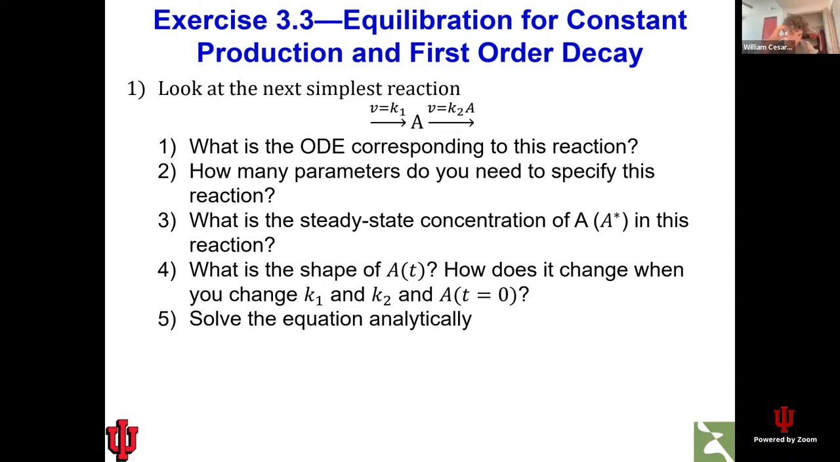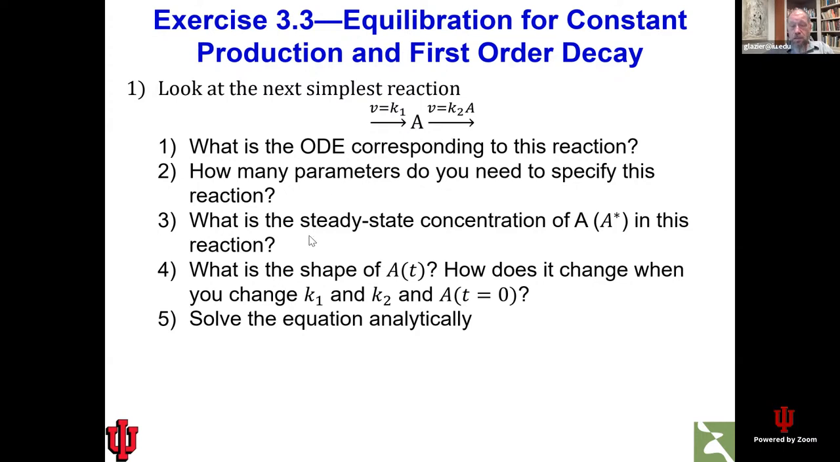Wouldn't it just be dA over dt equals k1 minus k2 A? That's right. It's very mechanical. Don't have to work very hard. And so how many parameters are there? Well, there's K1, K2, and the initial value of A. That's all you've got. Three.